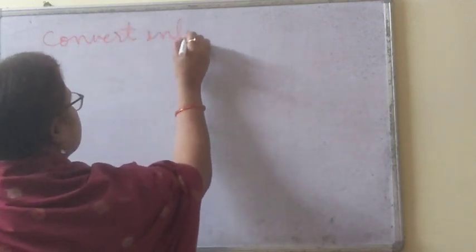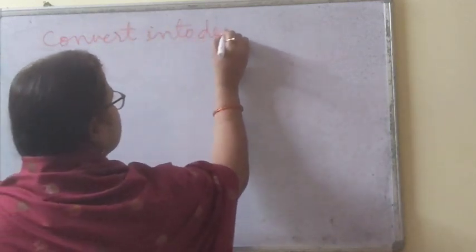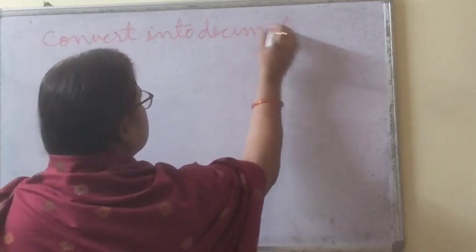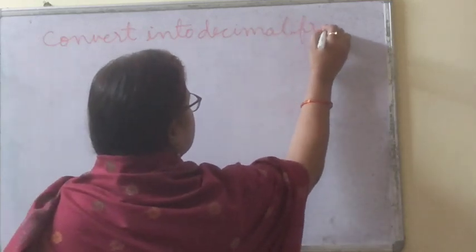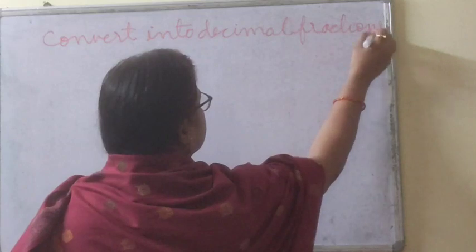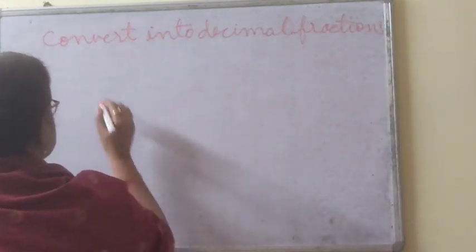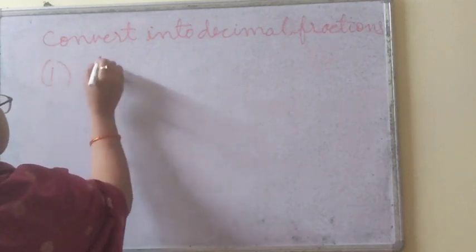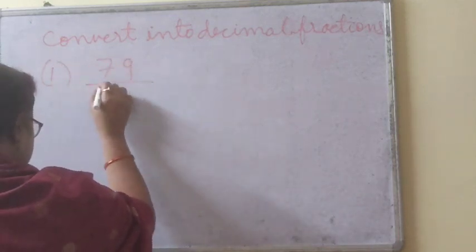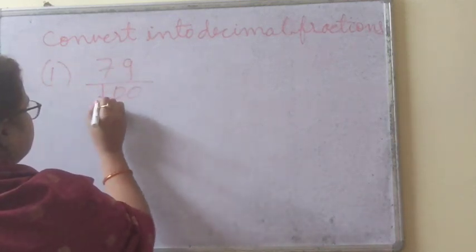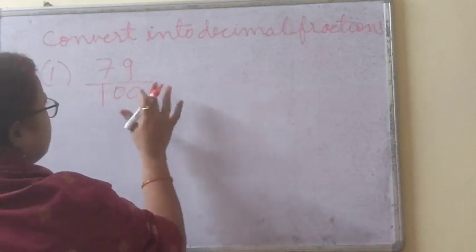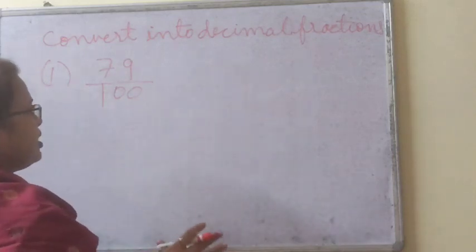Okay. Now the next question is convert into decimal fractions. When you get this type of question, then how will you solve? For example, like 79 divided by 100. Clear? 79 divided by 100. How will you convert in decimal fraction?